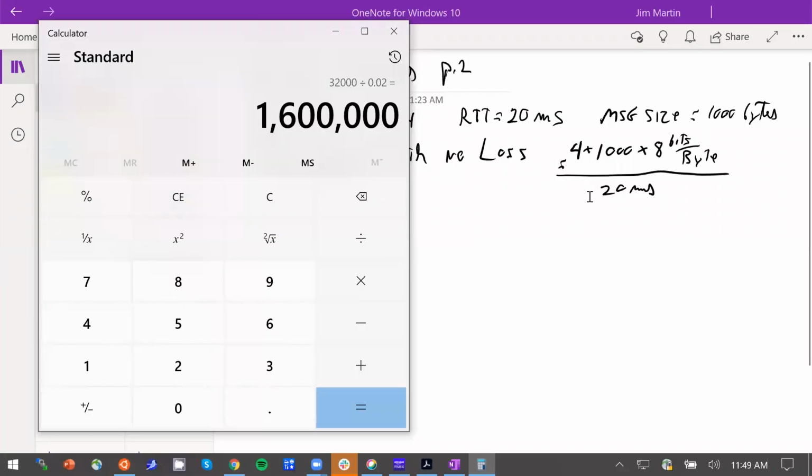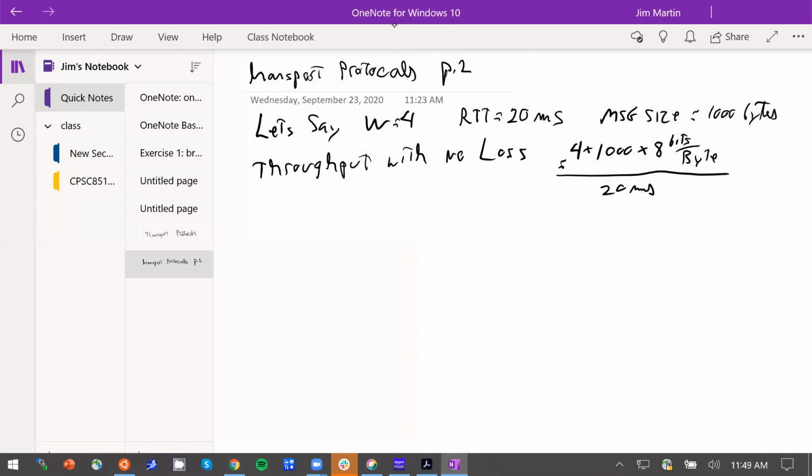Okay, so the throughput, so I'm going to work out a problem here. I use the calculator to compute the throughput. So I'm just going to record that before I forget it, 1.6 megabits per second.